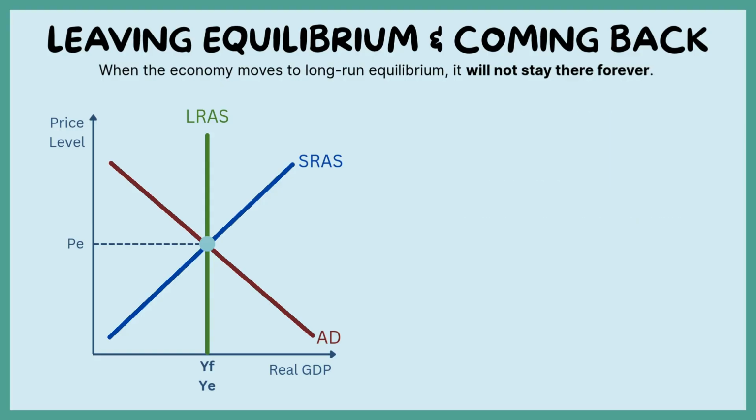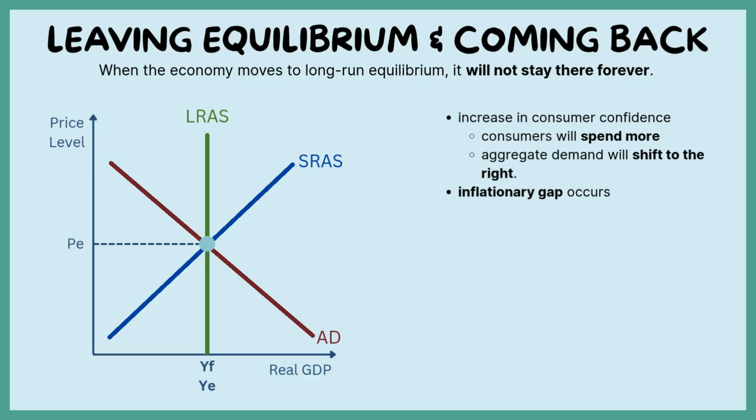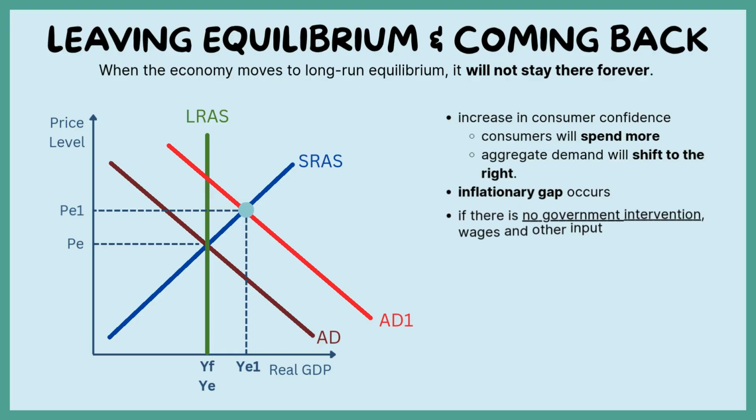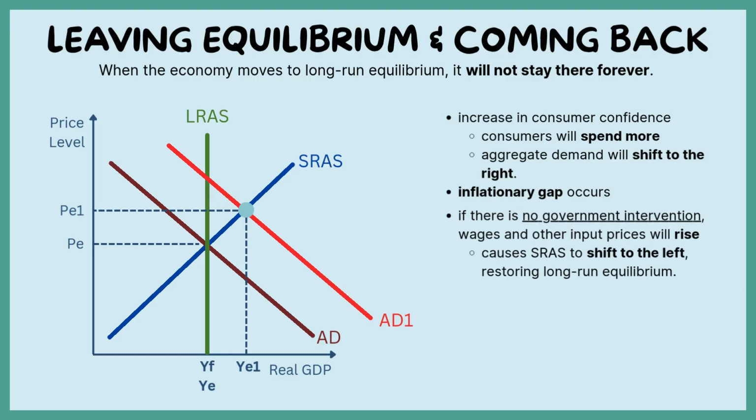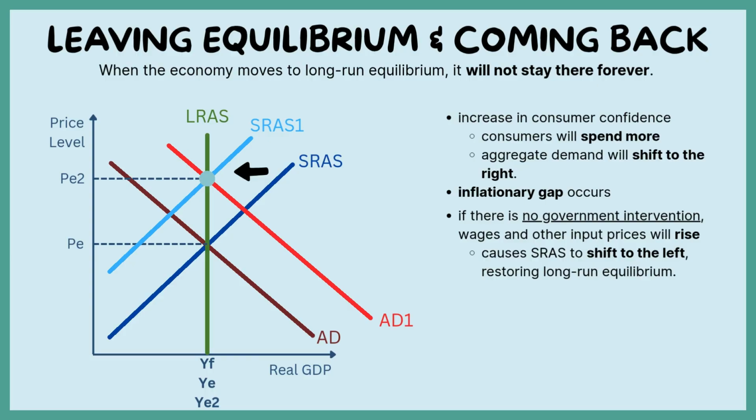Let's look at important examples of leaving equilibrium from a change in aggregate demand and coming back with a shift of short-run aggregate supply. If there is an increase in consumer confidence, consumers will spend more, and aggregate demand will shift to the right. That increase in aggregate demand will cause an inflationary gap to occur. If there is no government intervention, wages and other input prices will rise, causing short-run aggregate supply to shift to the left, restoring long-run equilibrium.